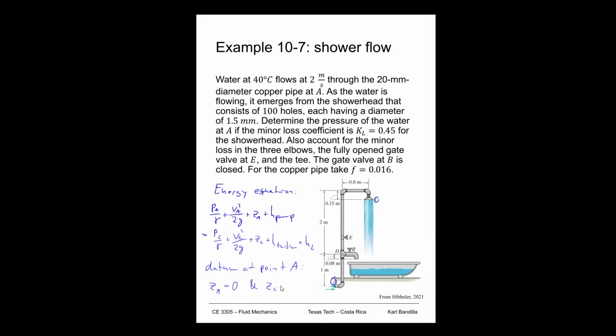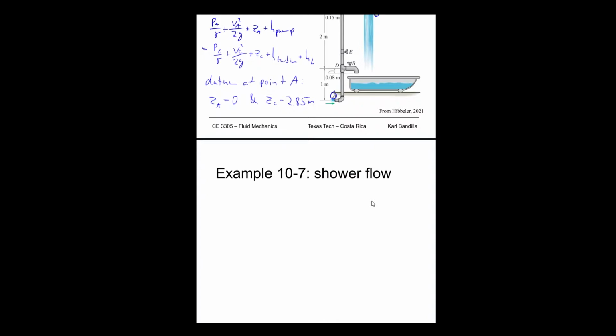And ZC is then 1 meter plus 2 meters. That's 3 meters. Minus 0.15, so that would be 2.85 meters. What else do we know? Well, we know that point C is in contact with the atmosphere, so our pressure is going to be 0 there. Point C in contact with atmosphere, so PC is equal to 0.